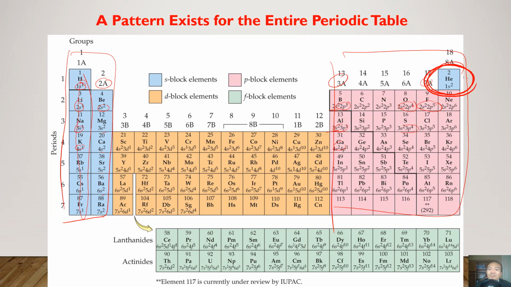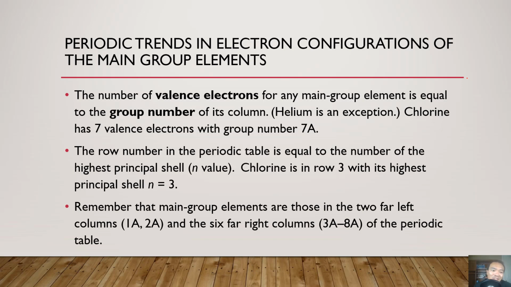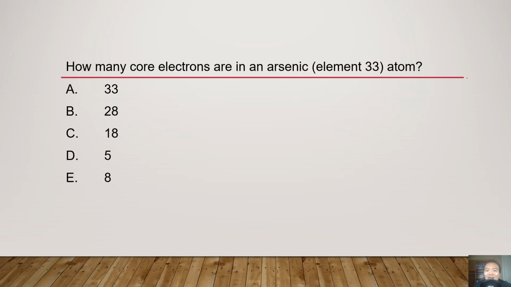All right. So this information we just talked about is summarized over here. You can read it on your own. Now let's look at the next question. How many core electrons are in an arsenic atom?